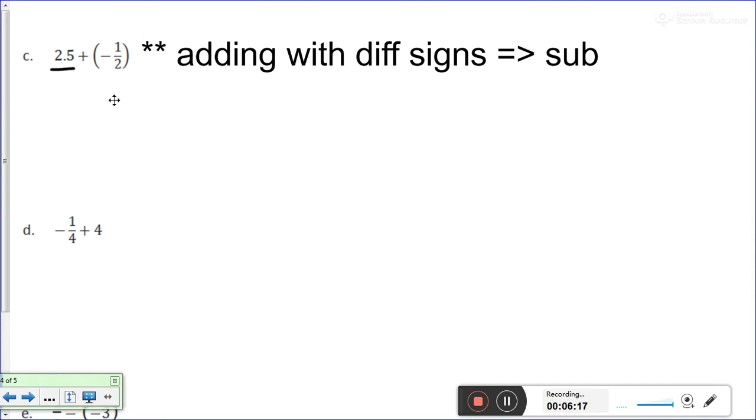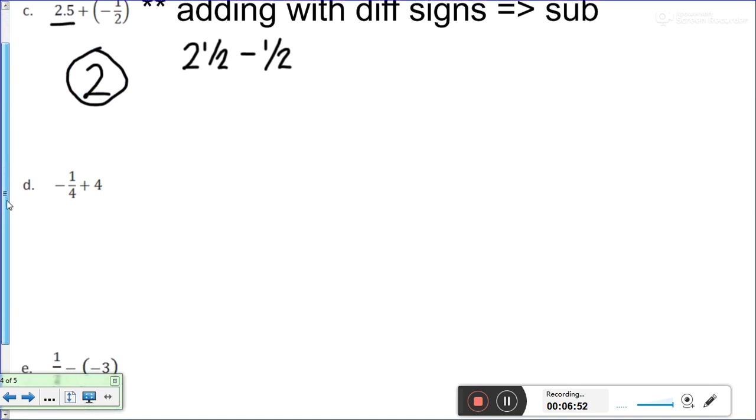And then the other thing is that I have a decimal and a fraction. I need to pick one. It doesn't matter which one you pick. I prefer fractions, so I'm going to change it to fractions. So I'm going to just rewrite this as a fraction, 2.5, and I'm then going to subtract 1/2. Well, if I have 2.5 and I take away 1/2, I just have 2 left over. So 2 is my final answer. And again, it was positive, so I'm good.